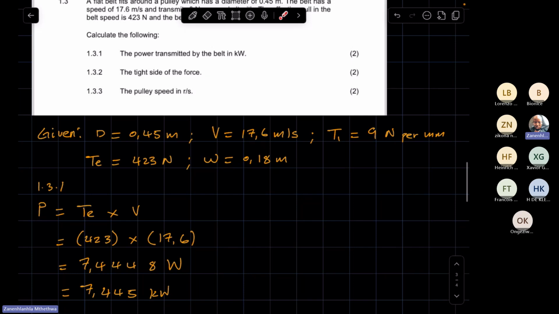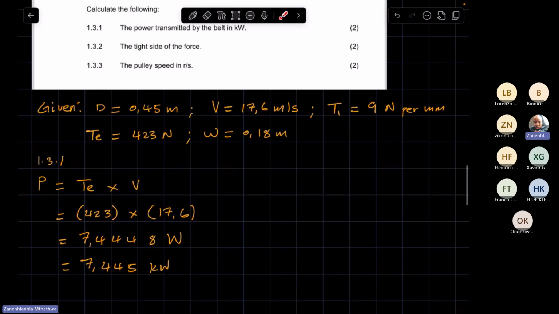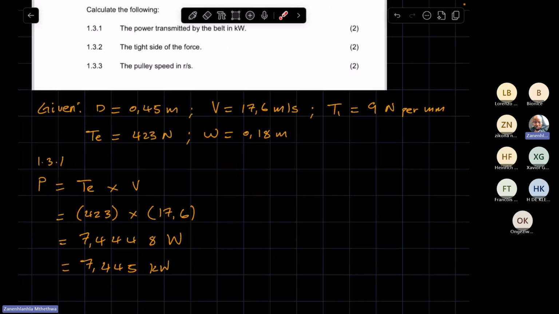It's very important that you follow the instruction that you've been given. So even though this is correct, if you leave your answers here, you are going to lose a mark because you didn't express the answer the way you were told to express it, which is in kilowatts. From watts to kilowatts, divide by 1,000. From kilowatts to watts, you multiply by 1,000. Are we clear?